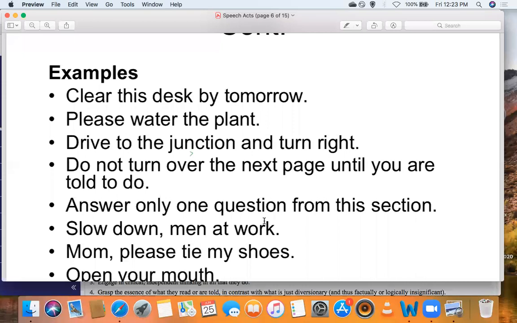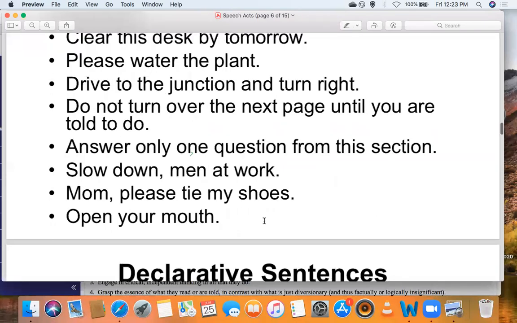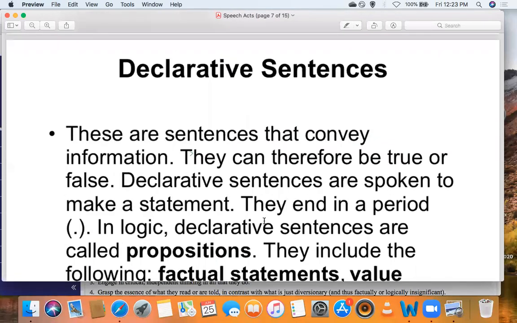So these are imperatives. They are spoken to get people to get something done. Then you have the declaratives. Declaratives are sentences that convey information. Sentences that convey information are declaratives. This is different from the first two things we've seen. We say that interrogatives are spoken to solicit information, to get someone to provide information. And then imperatives are spoken to get people to do something. But declaratives are spoken to convey information, to provide information to someone or to people.